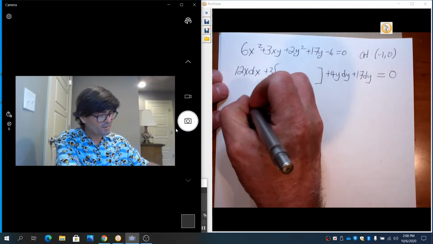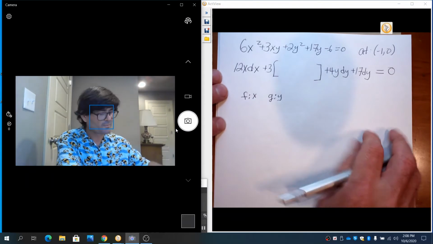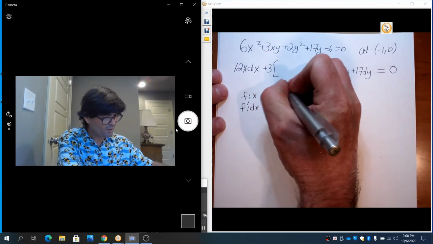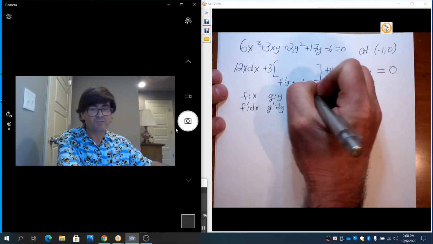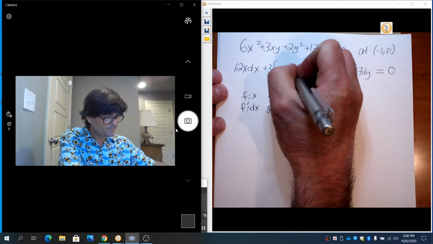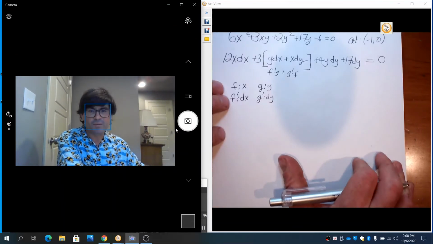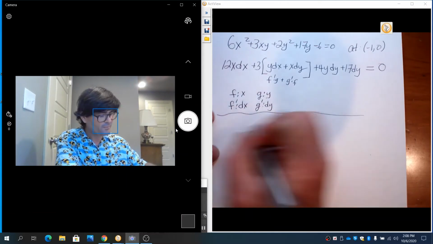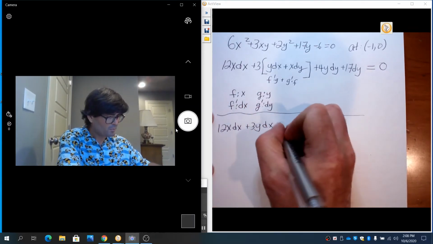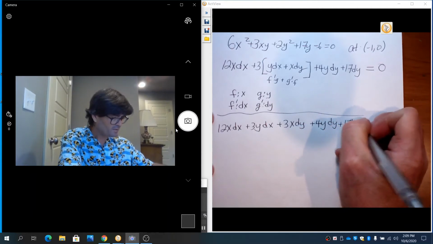For 3x times y, think about if you did your product rule, f is x, g is y, f prime is 1 dx, g prime is 1 dy, and here you need f prime times g plus g prime times f. Don't forget these product rules that just pop up in the middle of an equation. F prime times g is dx times y. And then g prime times f is x dy. So we've got the bones of what we're going to do here. I need to simplify it quite a bit. 12x dx plus 3y dx plus 3x dy plus 4y dy plus 17 dy equals 0.